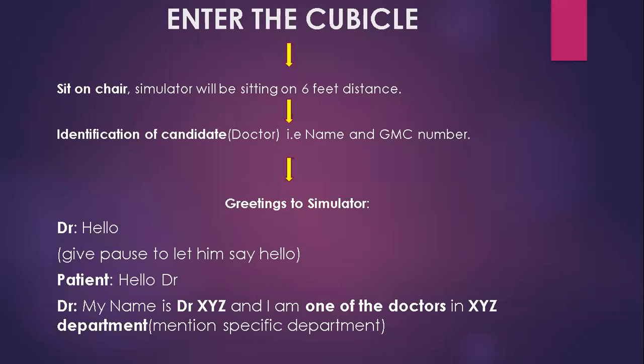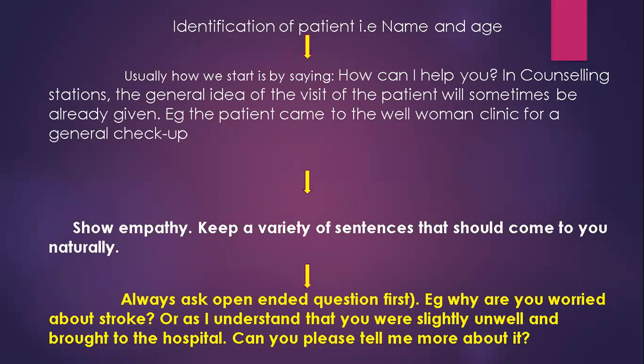Now you need to proceed to the patient. Greet the patient. The greeting is general. It is general for a history based station or a counseling based station. You have to just greet the patient by saying hello. Give a bit of a pause, let them say hello to you, and then introduce yourself. My name is Dr. XYZ. I'm one of the doctors here in this department. For example, in this specific scenario, you have to tell the patient that I am one of the doctors in the GP clinic. Okay, so next thing is, you have to confirm the name and age of the patient.